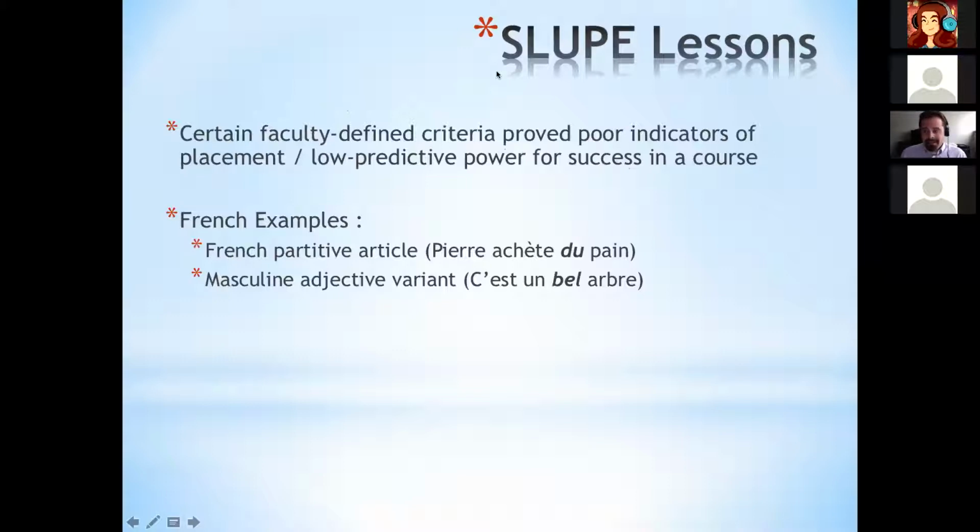Like in French, we have this example with the partitive article, where we have the sentence, Pierre buys some bread. Your American student learning French, or most other students learning French, will routinely forget the du in this sentence. They'll say something like Pierre achète pain. But the du is required in the structure.